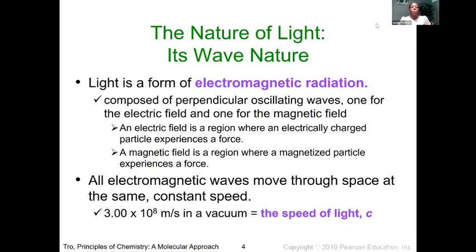And light is moving very, very fast. If you've ever watched Superman, it says faster than the speed of light. The speed of light is 3.0 times 10 to the 8th meters per second. So that's 3.0 times 10 to the 8th meters in 1 second. That's how fast light is traveling. And all electromagnetic waves move at this constant speed in space. The constant that we reference is the constant c, and again, that represents our speed of light at 3.0 times 10 to the 8th meters per second.